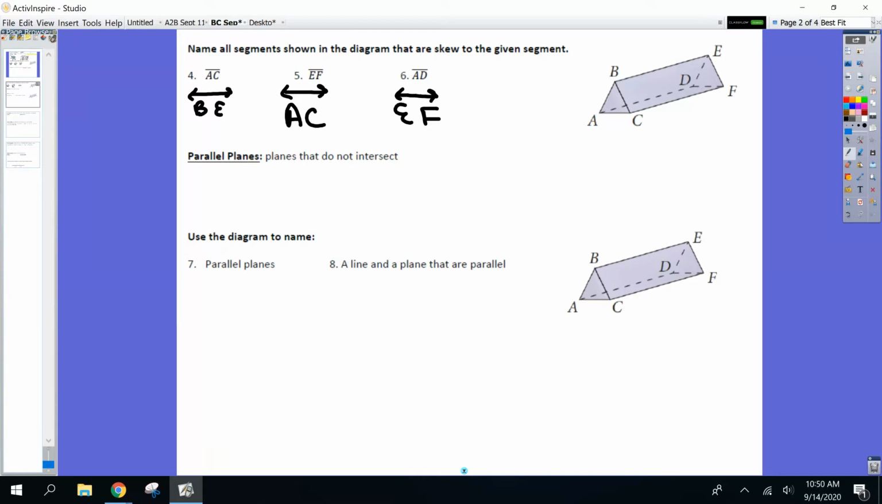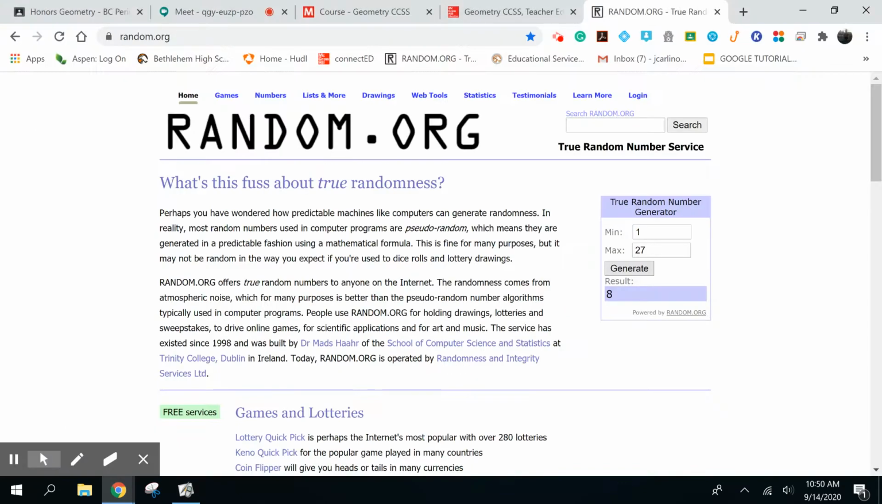Okay. Parallel planes. Two planes that don't intersect. I'm not going to harp on this at all. Can you guys, in the same diagram, can somebody name me two planes that are parallel? Because there's only two there that are. Two planes that don't intersect. They don't have a side in common at all. Okay, two parallel planes.